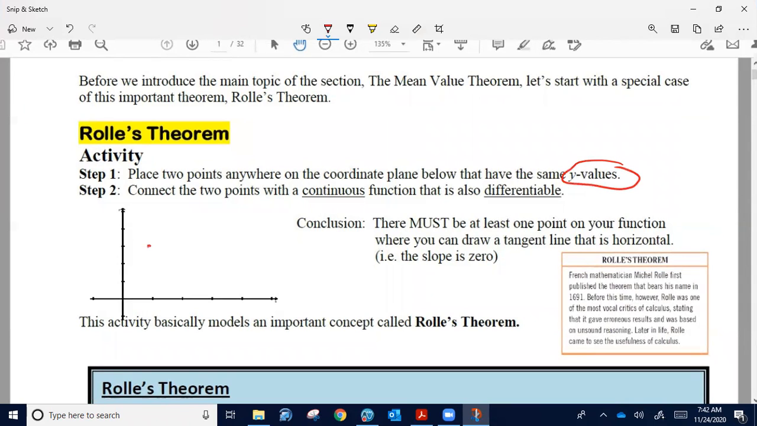So again, 2 dots anywhere as long as they have the same y values. And then connect those 2 points with a continuous function. That means there's no breaks in it. And it also has to be differentiable. We discussed differentiability before. It's basically having no sharp turns. You have to be continuous. If you're continuous, you're differentiable as long as you also don't have a sharp turn. No V shapes. So again, no sharp turns.